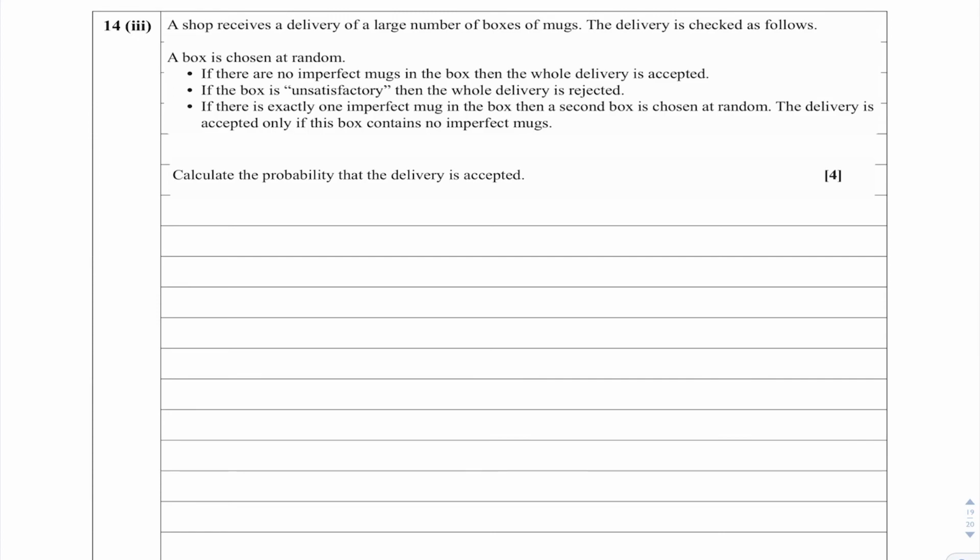Question 4.3. A shop received a delivery of a large number of boxes of mugs. The delivery is checked as follows. A box is chosen at random. If there are no imperfect mugs in the box, then the whole delivery is accepted. If the box is unsatisfactory, then the whole delivery is rejected. If there is exactly one imperfect mug in the box, then a second box is chosen at random, and the delivery is accepted only if this box contains no imperfect mugs. Calculate the probability that this delivery is accepted.